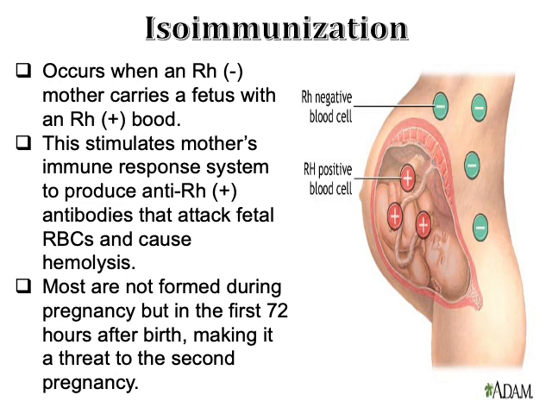Next is isoimmunization or Rh incompatibility. Nangyayari lang ito if the mommy is negative and the baby is positive. Saan nakuha ni baby yung positive antigen, D antigen, coming from the father. Now, because the mommy has no D antigen, pag na-detect niya yan, posible na mag-produce siya ng antibody against it.